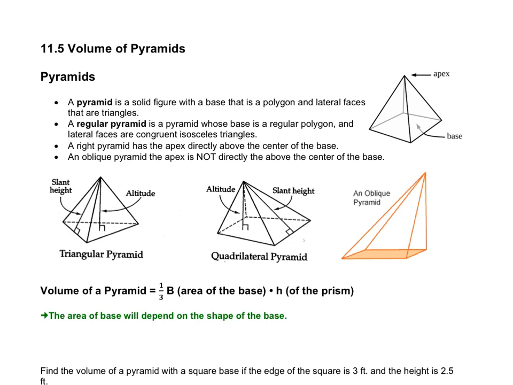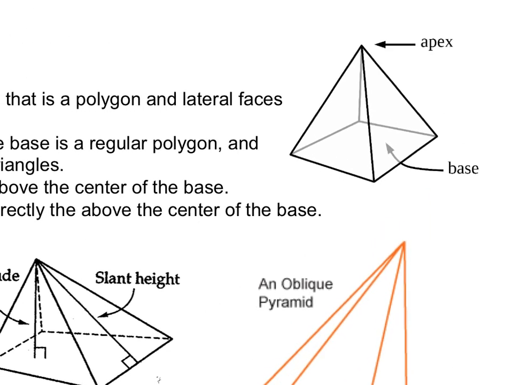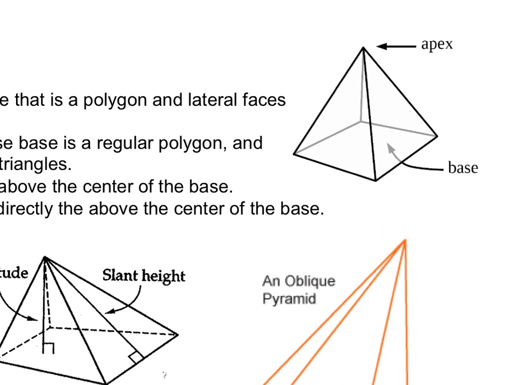So, a pyramid is simply a solid figure with a base that is a polygon. And remember, a polygon is simply a figure with many sides. And the lateral faces are triangles. So for instance, what we mean by a lateral face is these shaded regions. I'm going to shade them in. Like this is our lateral face, this is our lateral face, this is our lateral face, and this is our lateral face.